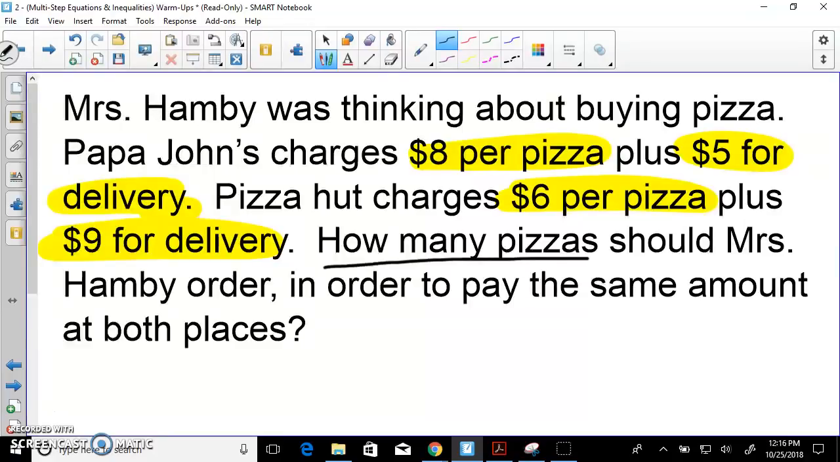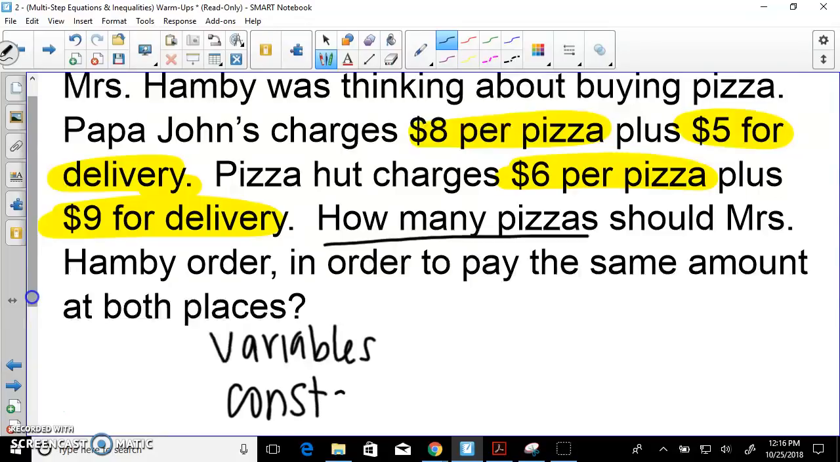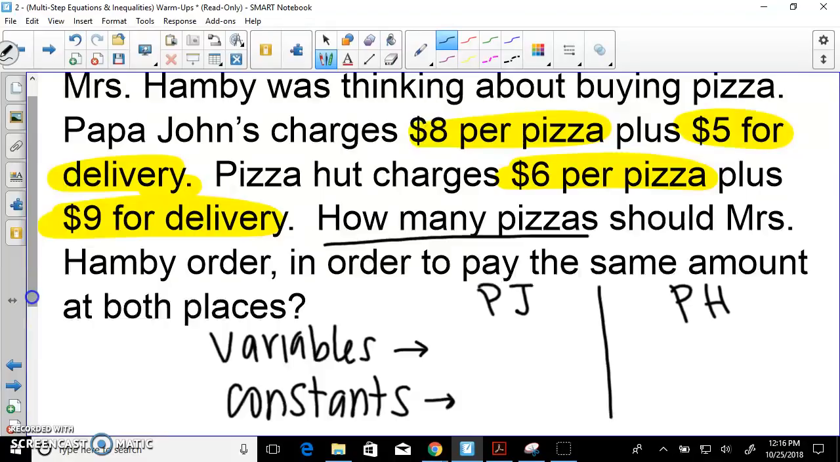So this is actually a really good scenario for if you have a set amount of money that you want to spend and you want to know which place has a better deal, which place is going to get me more pizzas. So let's define our variables and our constants. There's actually two situations going on. We have the Papa John's situation and then the Pizza Hut situation. So we're going to separate them a little bit.